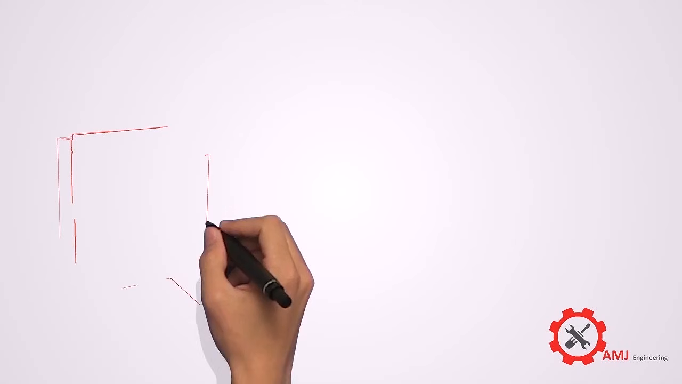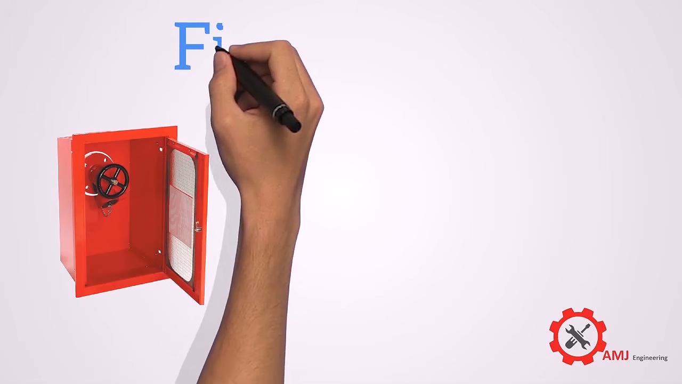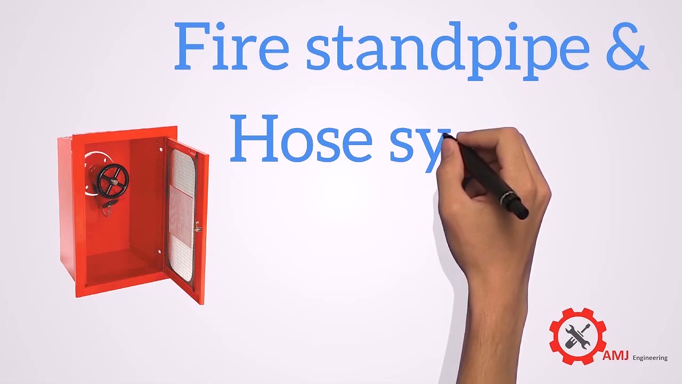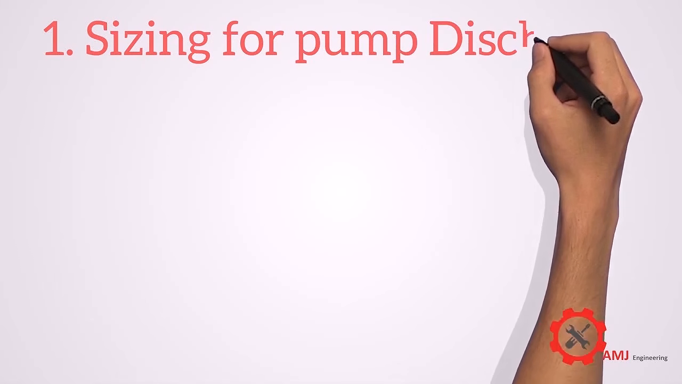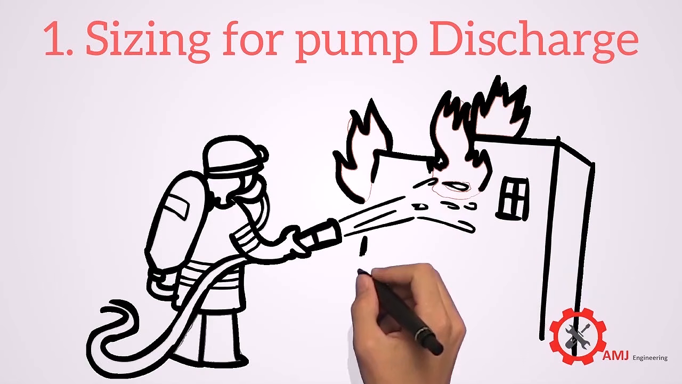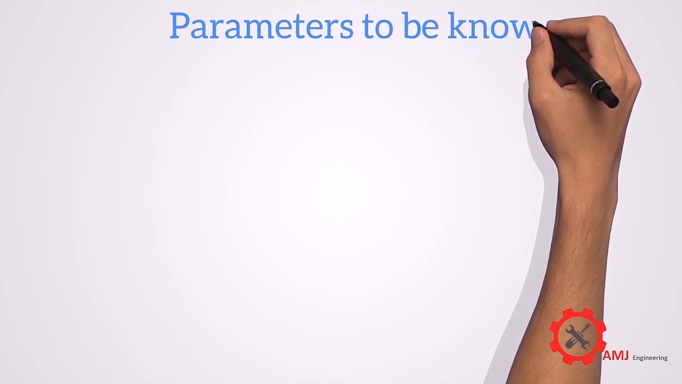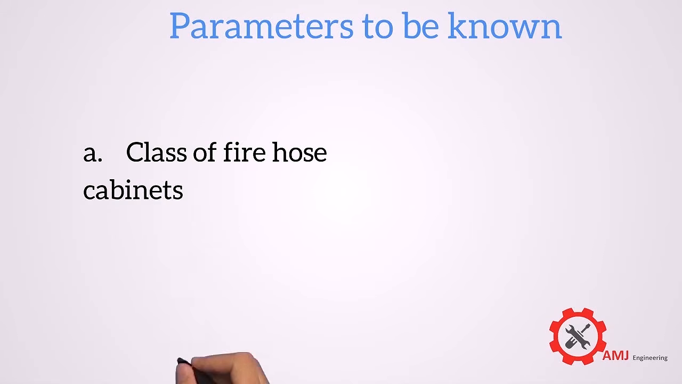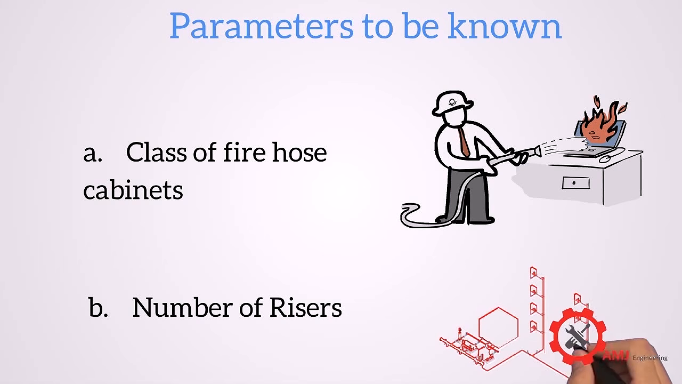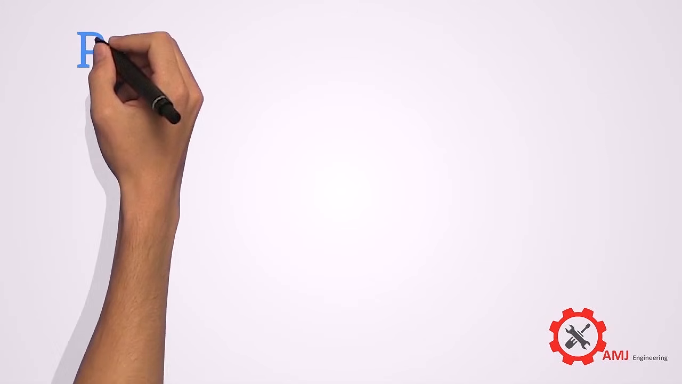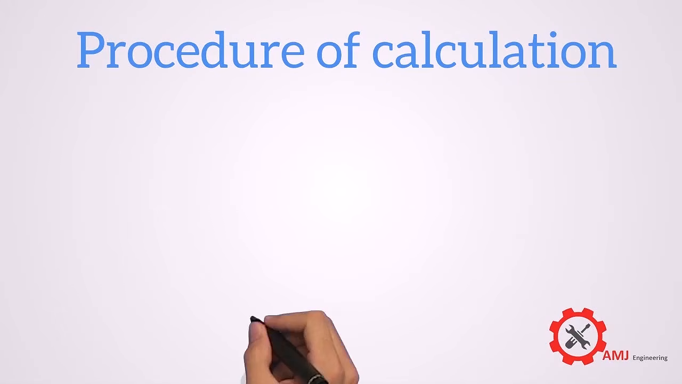Hi gents. Let's learn how to size a pump for the standpipe and hose system. First we will see how to size for pump discharge. Parameters to be known are: class of fire hose cabinets, number of risers. Procedure of calculation is as follows.